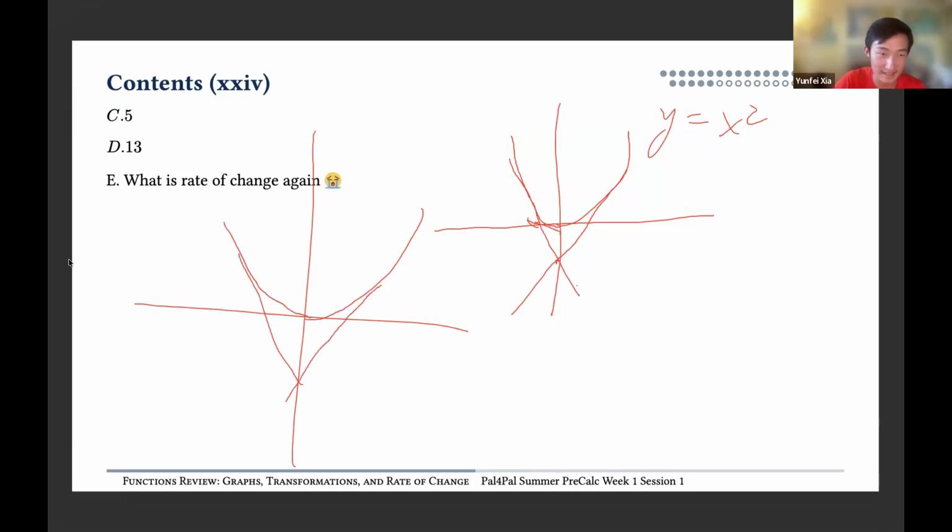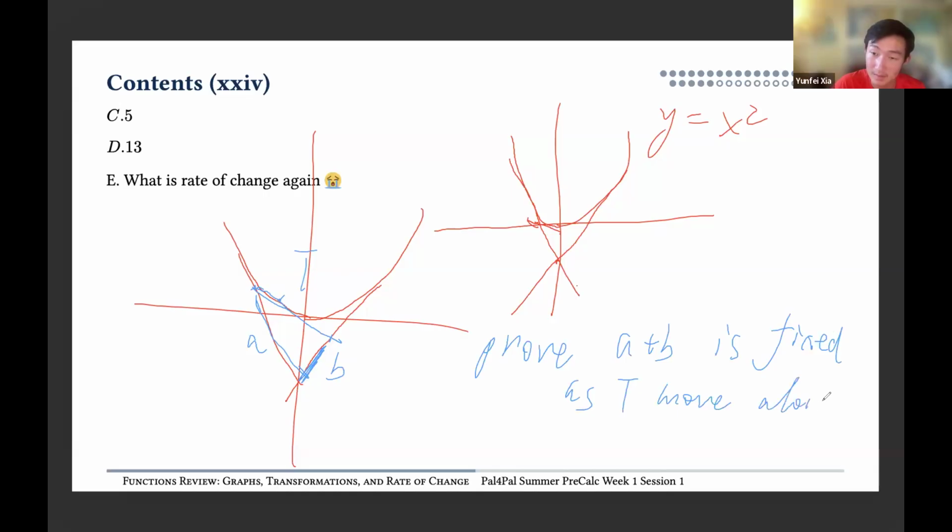And then if you have a line here tangent to the graph, and it meets the two tangent lines at these two points, and if this length is A and this length is B, prove A plus B is fixed, as let's say this tangent point is T, T moves along f of x. Alright, let's have a break.